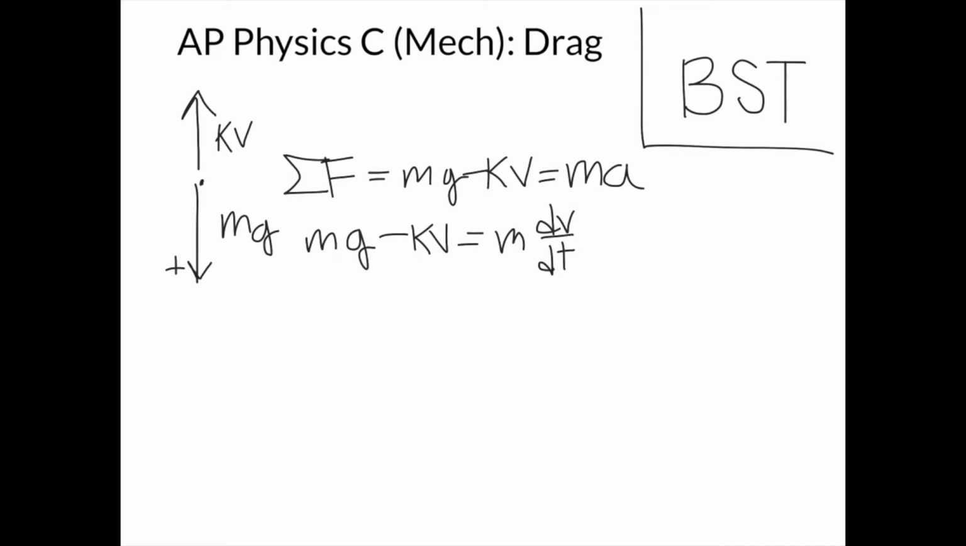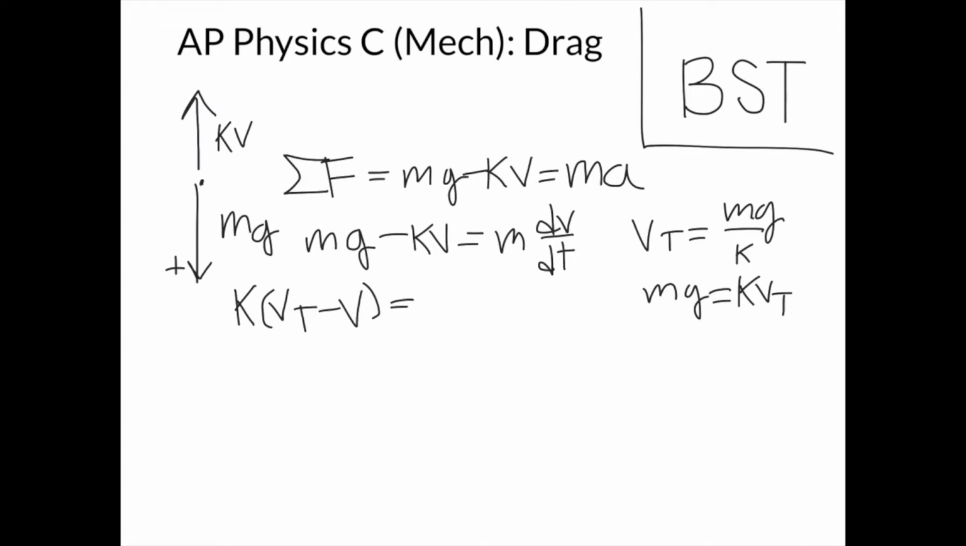We're going to solve a differential equation here. One method: we can first start out by remembering vt is equal to mg over k, so that mg is actually just k times v terminal. We can substitute in, and we find k times v terminal minus v is equal to m dv over dt. Now I'm going to divide both sides by m, multiply by dt, and divide by vt minus v. What I'm doing is just separating the variables.